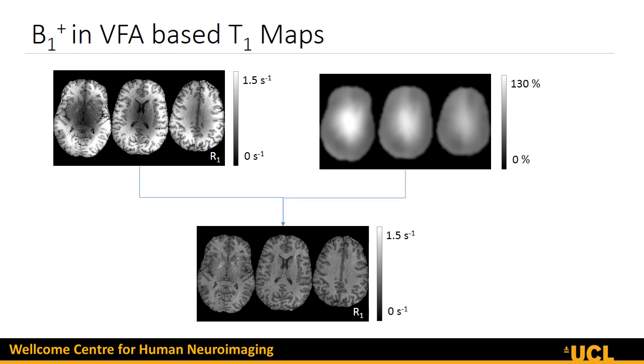However, if we take this inhomogeneity into account, then we can get a much more anatomically faithful R1 map, where you can see in this case the contrast is driven now by the anatomy and not by the scanner hardware.